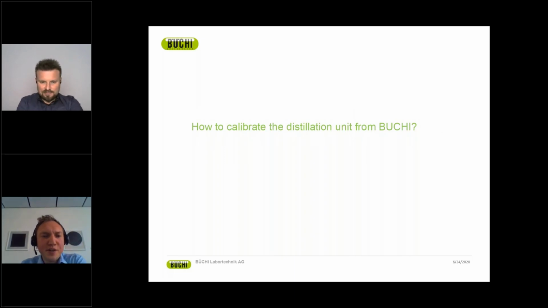Another question is here. How do you calibrate the distillation unit from Büchi? The only thing you have to calibrate is basically the pH meter. When you do a pH titration or the quantification, you need to calibrate the pH meter, of course. The distillation unit itself, you do not need to calibrate. The only thing that you have to do is to measure some blank samples, so blank values, before you measure your samples, to make sure to know the blank value. Okay, thank you.